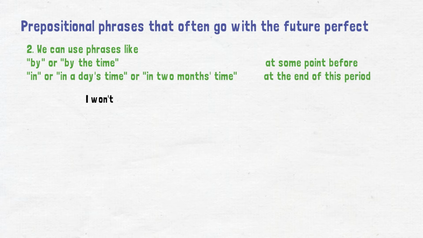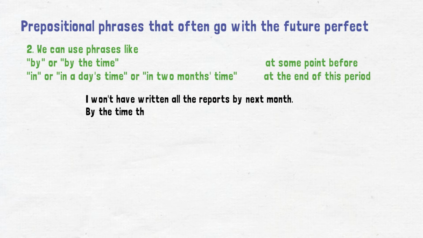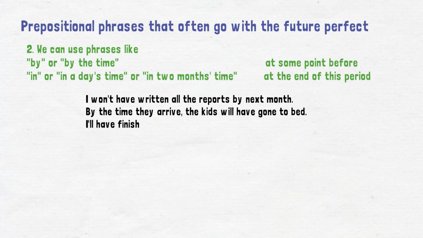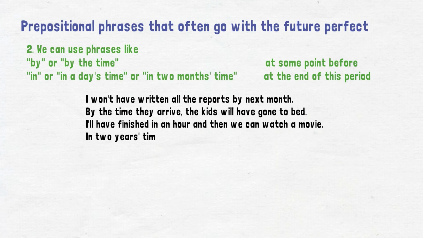For example, I won't have written all the reports by next month. By the time they arrive, the kids will have gone to bed. I'll have finished in an hour and then we can watch a movie. In 2 years' time, I'll have graduated from university.